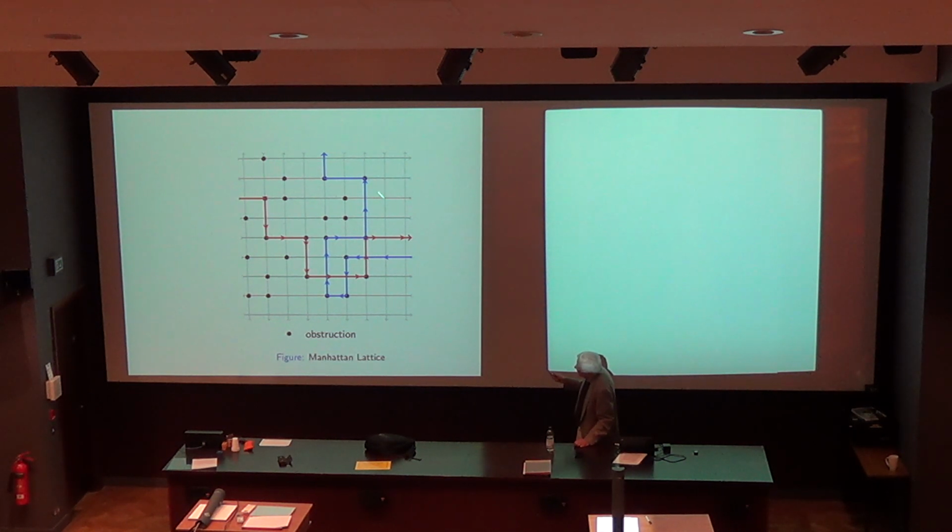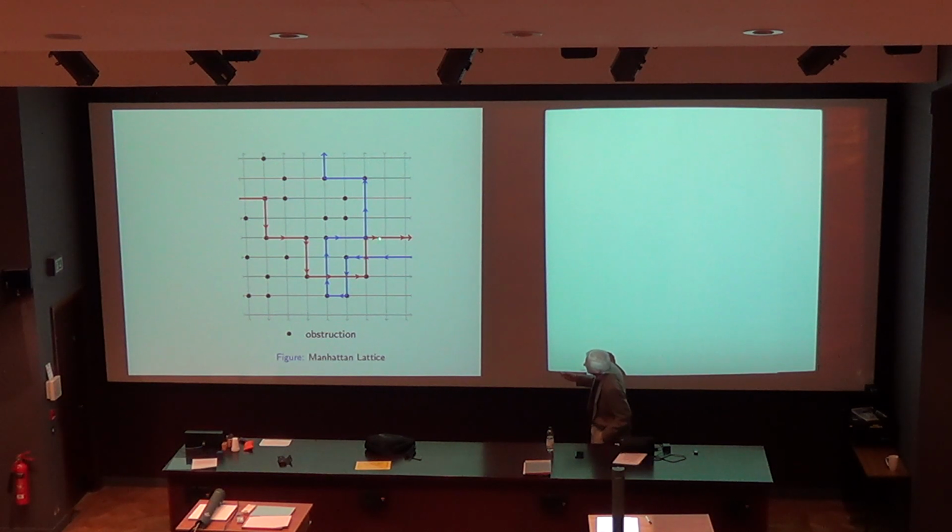So this is what I would call a trajectory starting from some edge. I just take the edge, I follow it till it hits the obstruction, I follow it till it hits the obstruction, and then eventually I might move out of my picture. Here's another one.